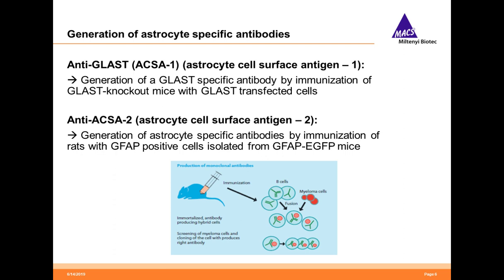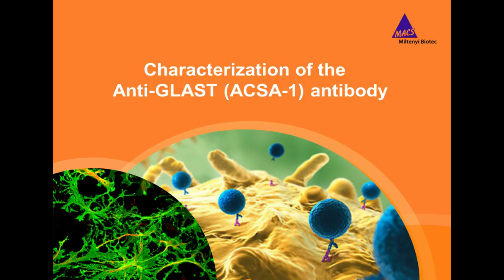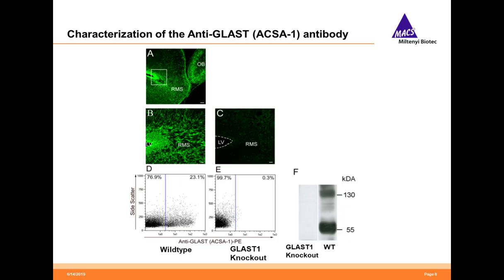Also, the anti-AXA2 antibody was generated by immunization, and in this case, GFAP-positive cells that we isolated from GFAP-eGFP mice were used for immunization, and rats were immunized. So now we come to the characterization of both antibodies.